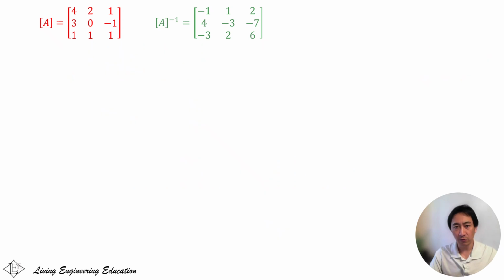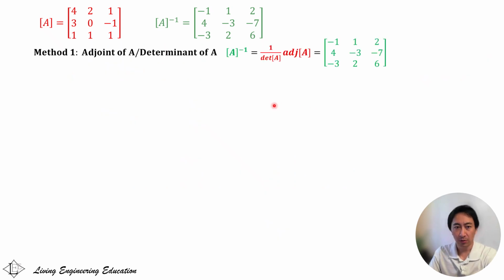All right, so for the first method, what we need to determine first is the determinant of the matrix A, which we've done a few times now. Then we need to define what it means to take the adjoint or the adjunct of matrix A. And then once we have that, we have a scalar, which is 1 over the determinant of A, and a new matrix, the adjoint of matrix A. We multiply the scalar to the matrix, and we get our inverse matrix.